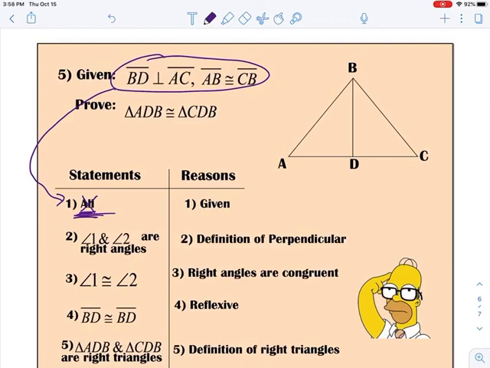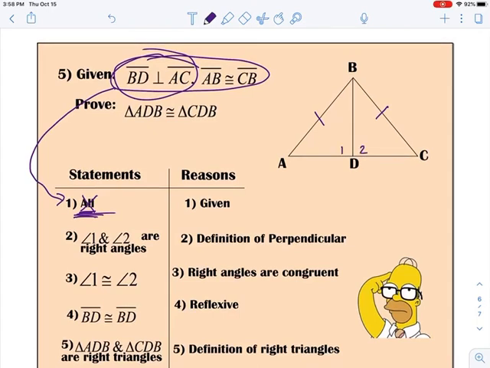Okay, so from that given, again, AB is congruent to CB. And then the next thing that they did in step 2 is they're taking care of the perpendicular lines. So they are going to say that angle 1 and angle 2 are right angles. I'm going to put a 1 and a 2 in the picture because they're not there. Okay, so let's call that a 1 and a 2. So 1 and 2 are right angles. Why is that? Definition of perpendicular lines.